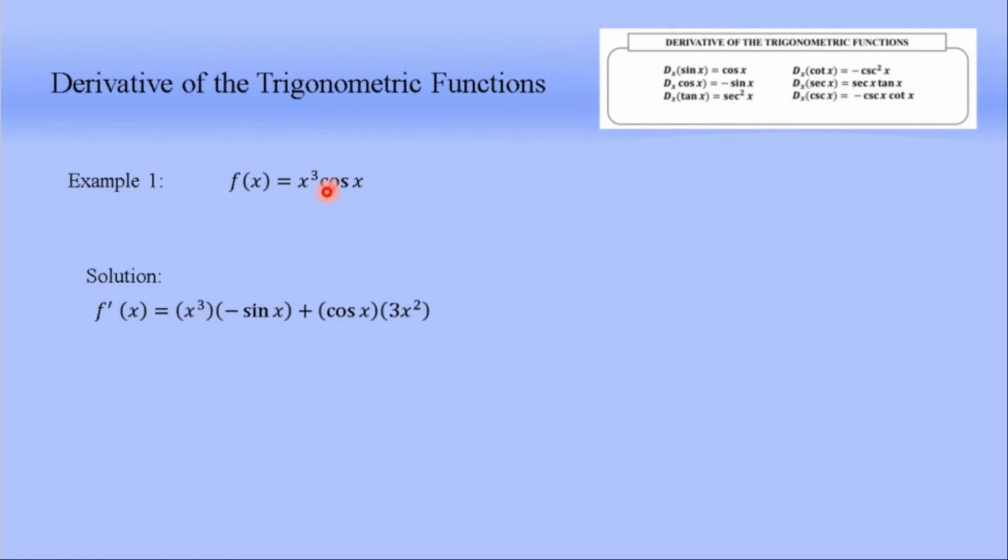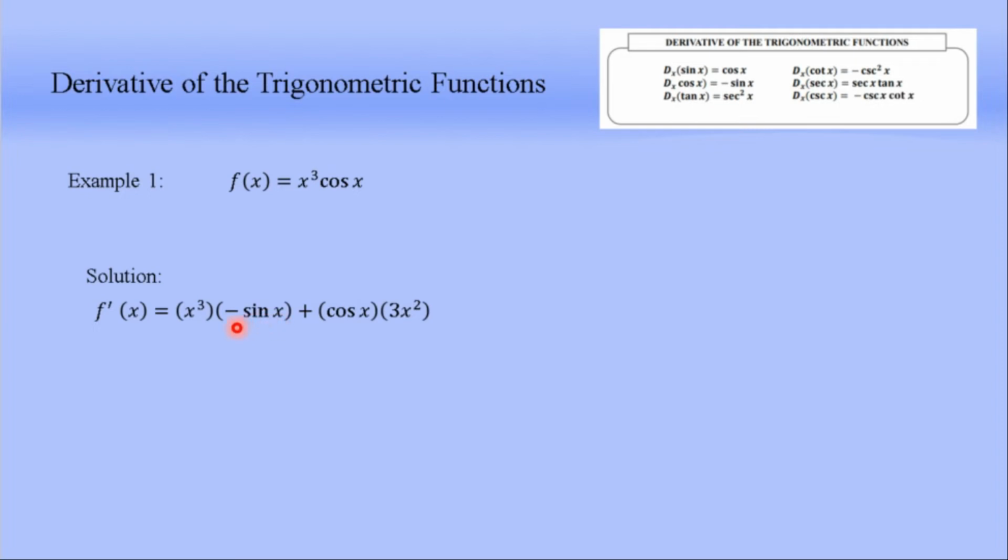Okay, so this is our f of x and this is our g of x. And so we're just going to input f of x, or the first function, so x cubed times the derivative of the second function, which is this. So what is the derivative of cos x? As you can see here, the derivative of cos x is negative sine x.